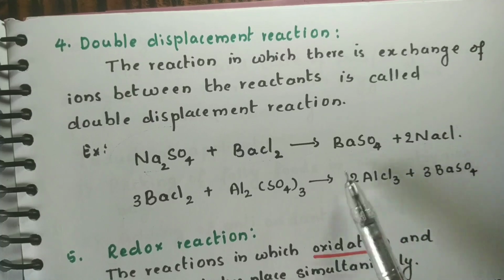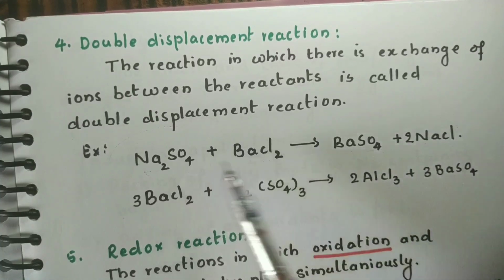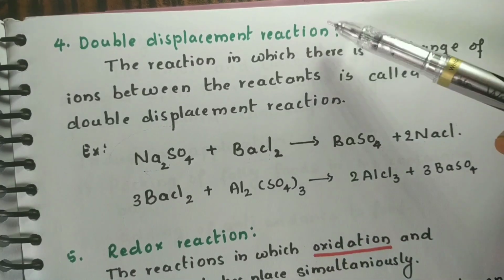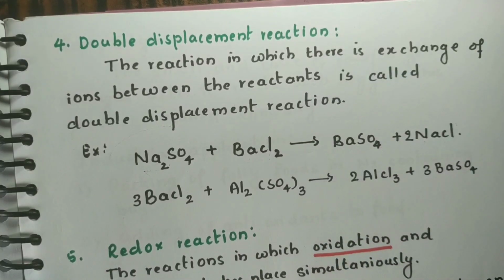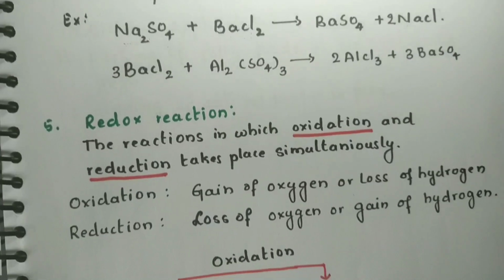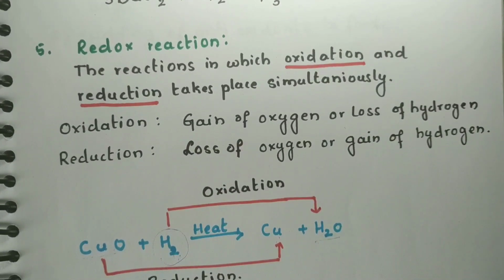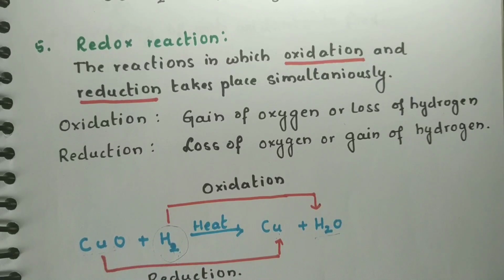That's it. So this is very easy. You have to swap the places of the ions and write them as the products. This is a double displacement reaction. The next and last kind is the redox reaction. The reaction which involves both oxidation and reduction is called a redox reaction.